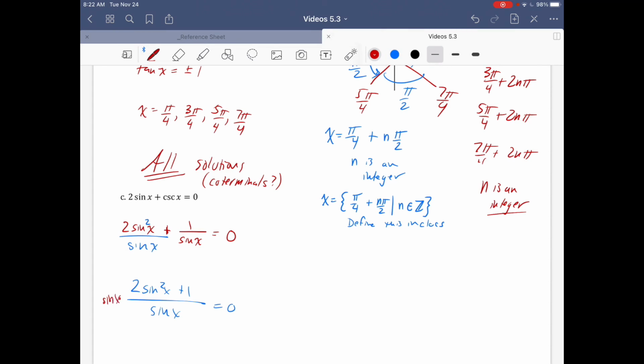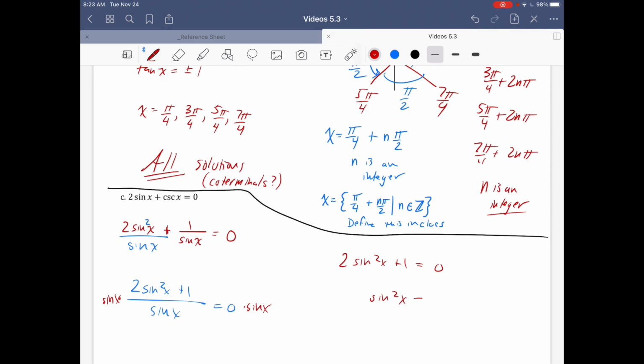Let's multiply both sides by sine x. And after multiplying both sides by sine, we have 2 sine squared plus 1 equals 0. Now we're going to subtract 1 and divide by 2. And I'm going to hold off right there. Think about that for a second. We have a sine squared equals a negative number. At this point, you can put the brakes on. There is no solution.